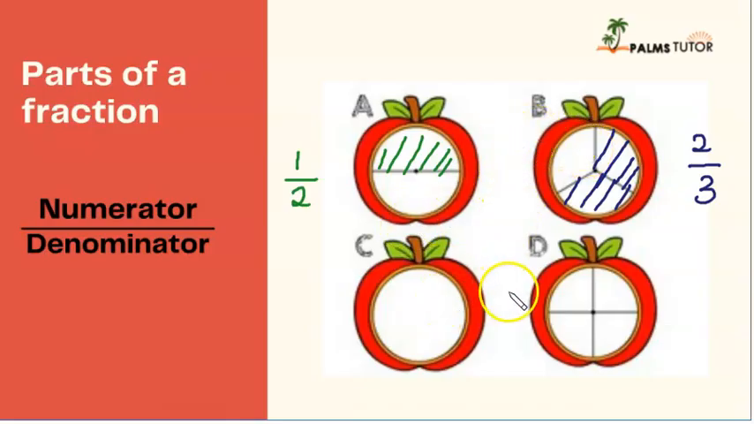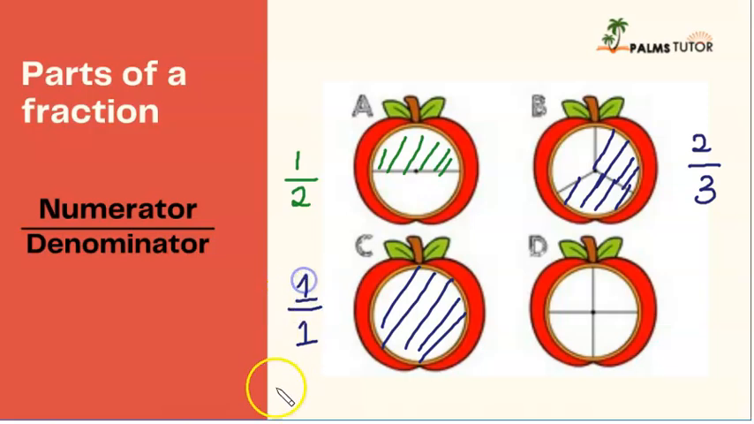Now let's see this. How do we represent this fraction? Divided into how many parts? 1, because there's no division anywhere. How many parts do I have shaded? 1. So I have 1 over 1, which tells me the whole of it, the entire of it. Right? So when we have all the parts of a fraction, it gives us a whole number.